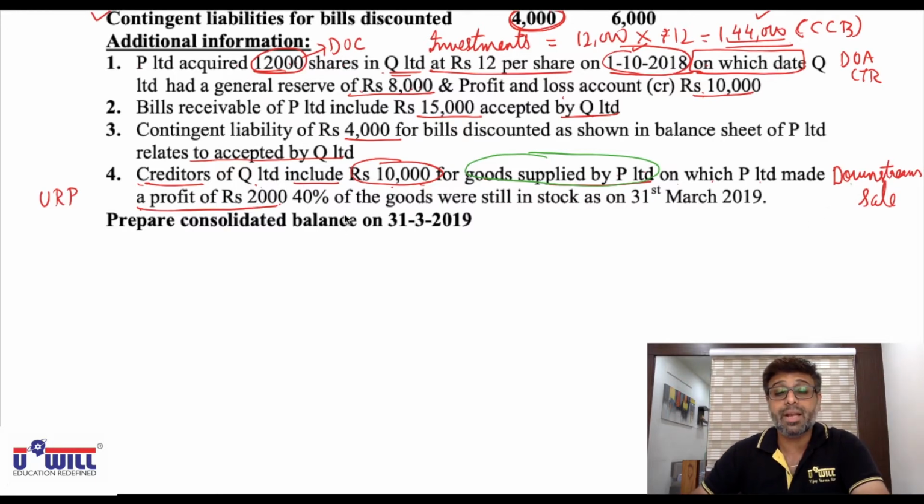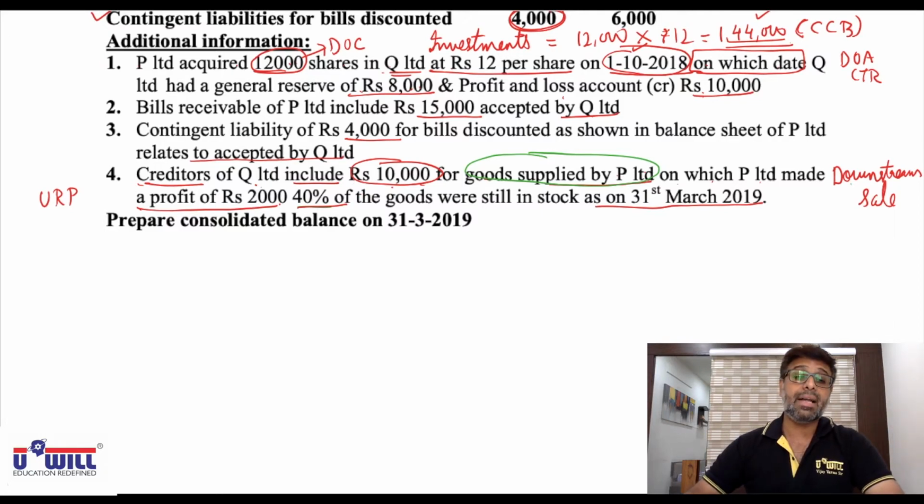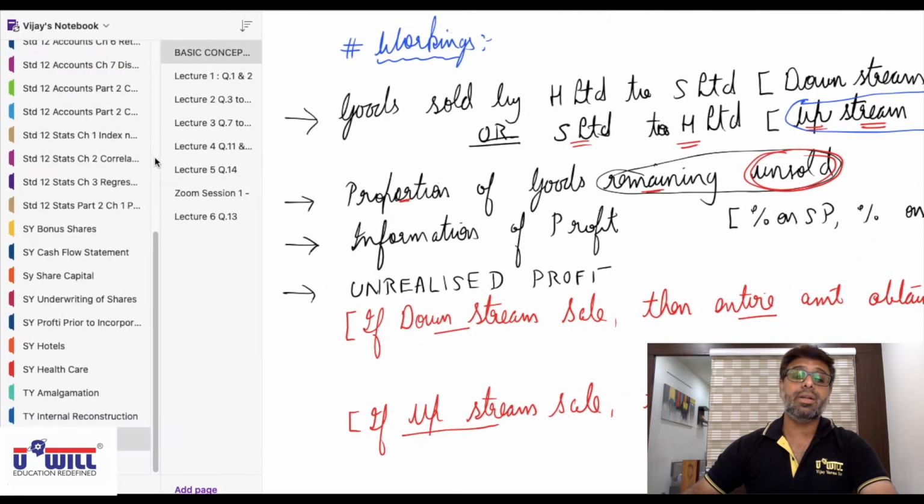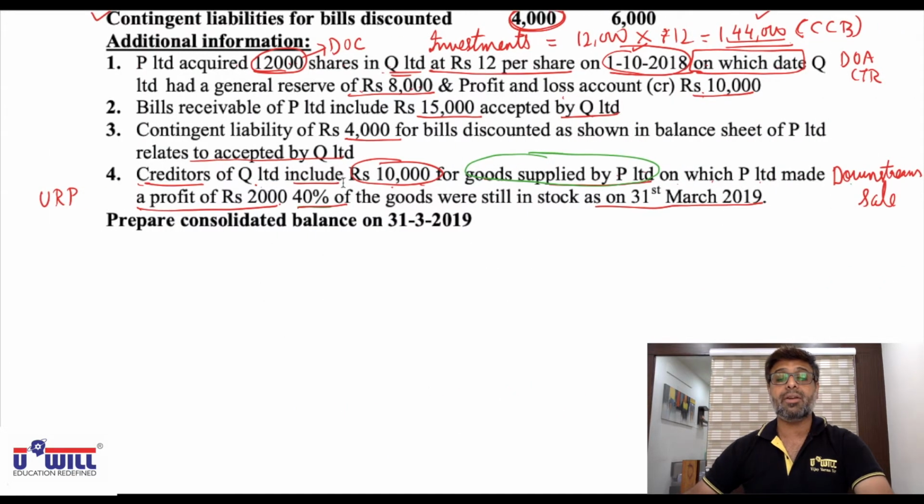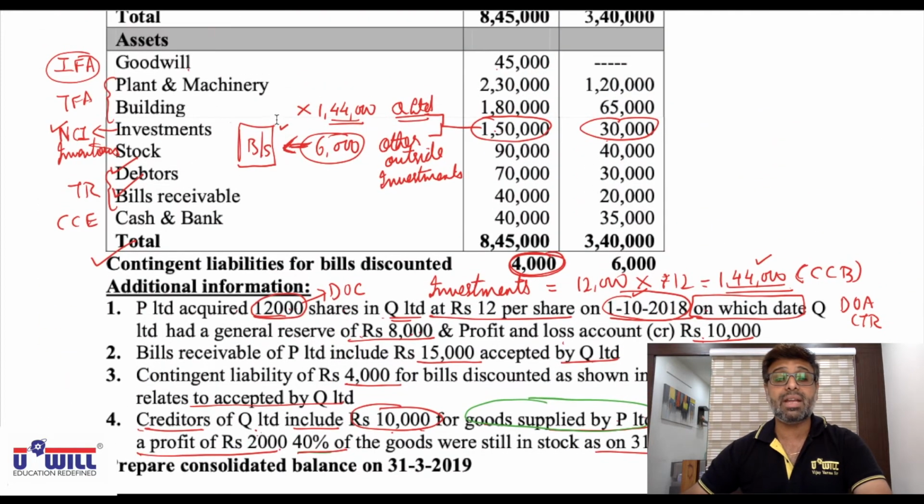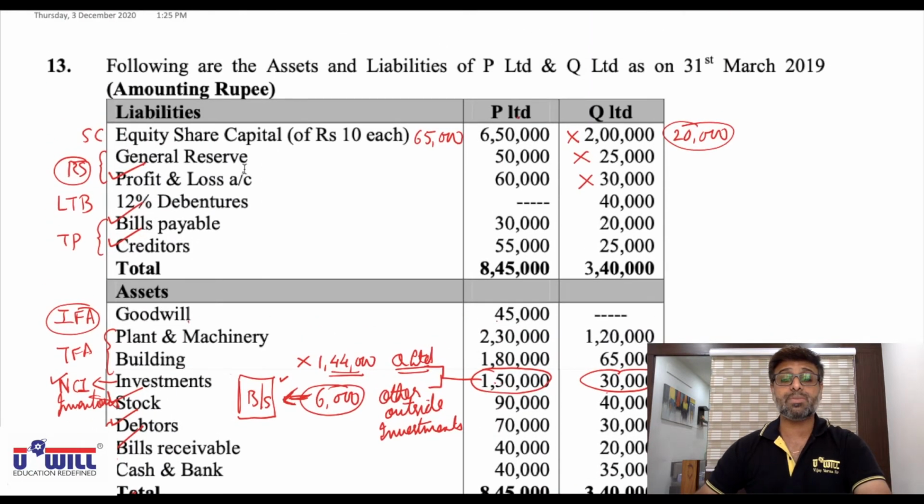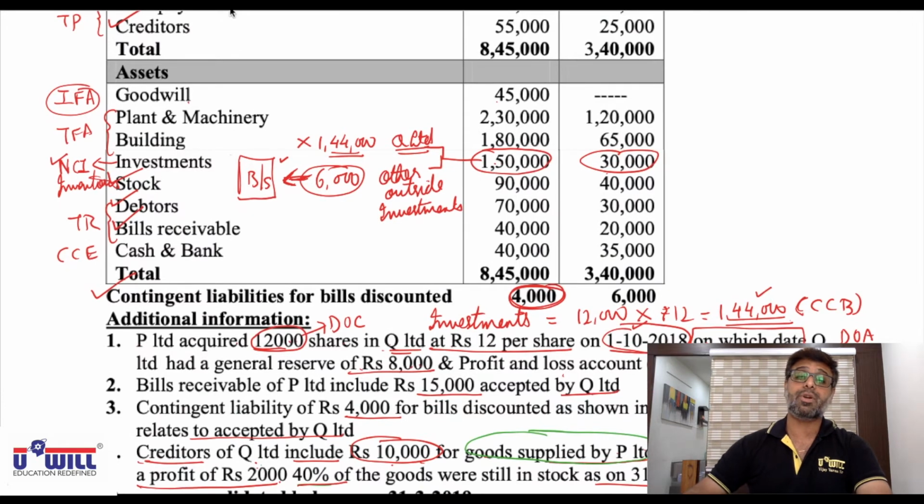What full amount? 2000. Now, 40% of goods were still in stock on 31st March 2019, means 60% of goods are sold to outside customers. That becomes realized profit. We discussed that unrealized profit is always on the goods which remain unsold. So 40% goods remain unsold, means only 40% of 2000 will be unrealized profit, that is 800. What will we do with unrealized profit? Minus from P&L account and minus from stock. Unrealized profit of 800, minus from P&L account and minus from stock.